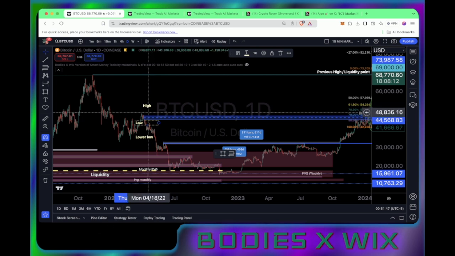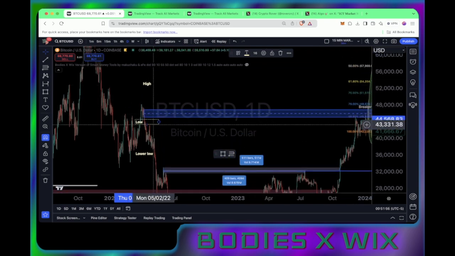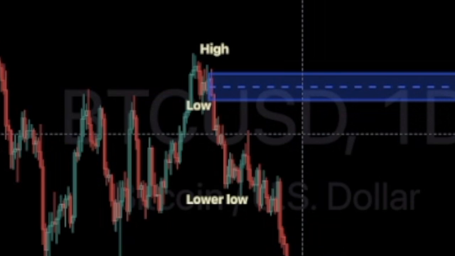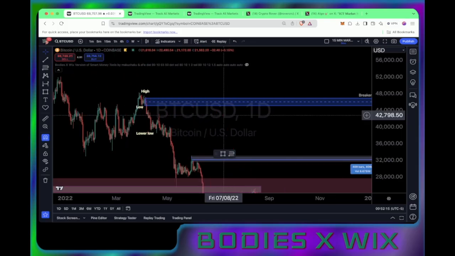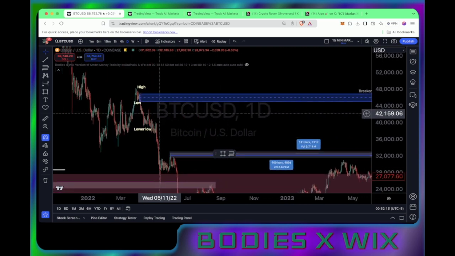It's the last green candle going upwards. It's the bottom of that green candle. The high is the top of that green candle. So we can probably zoom in on it. The breaker basically acts as resistance.